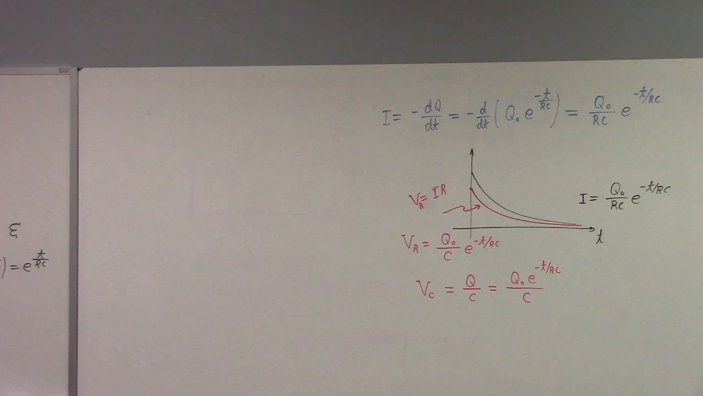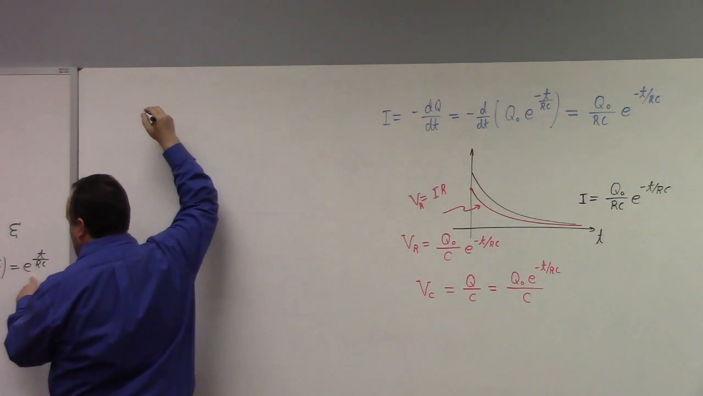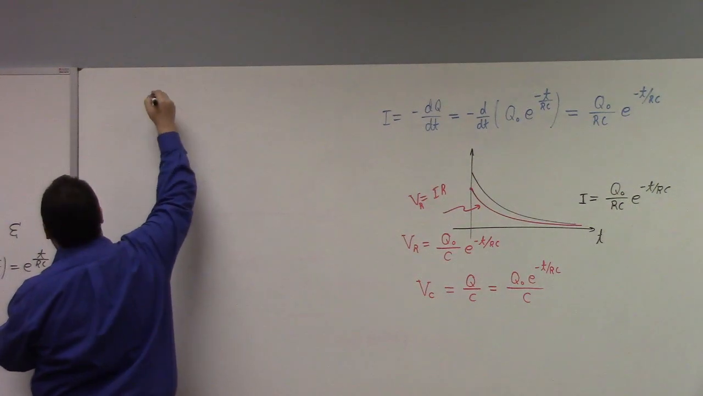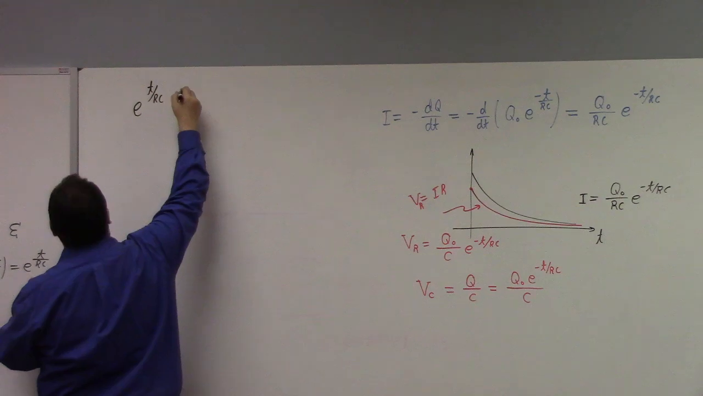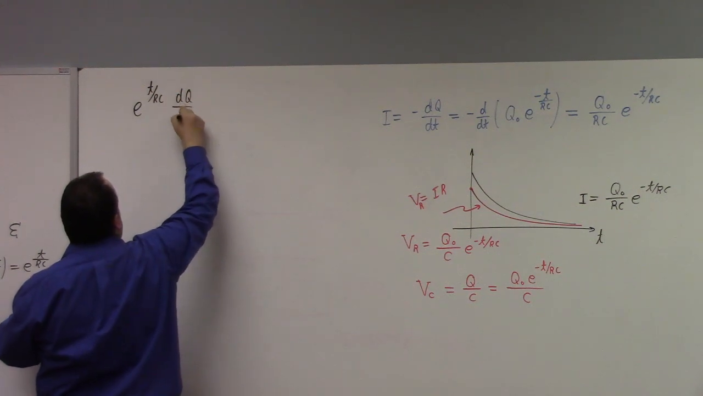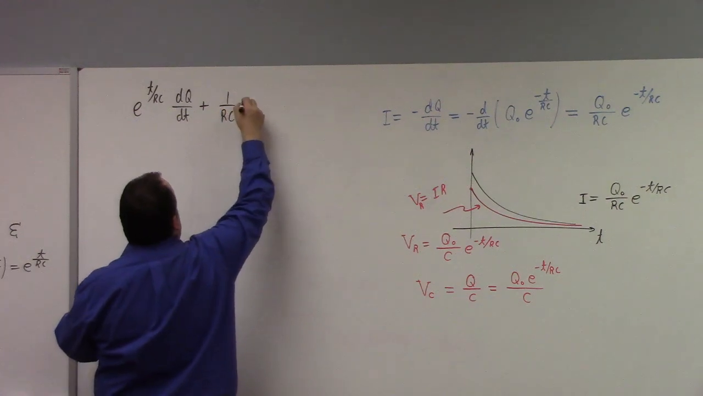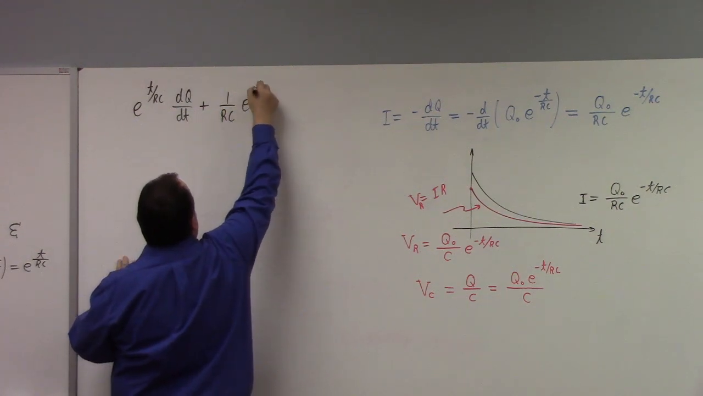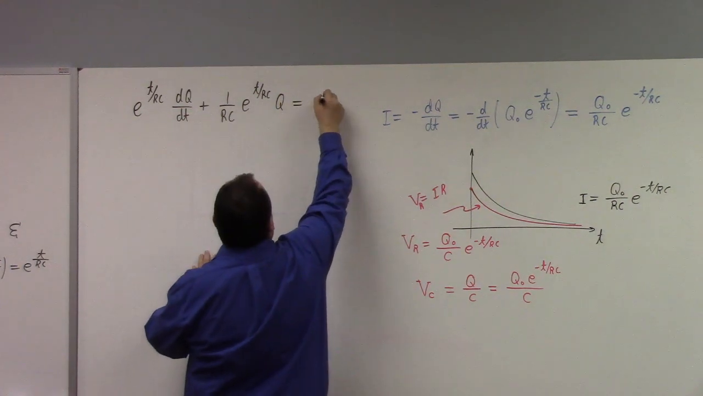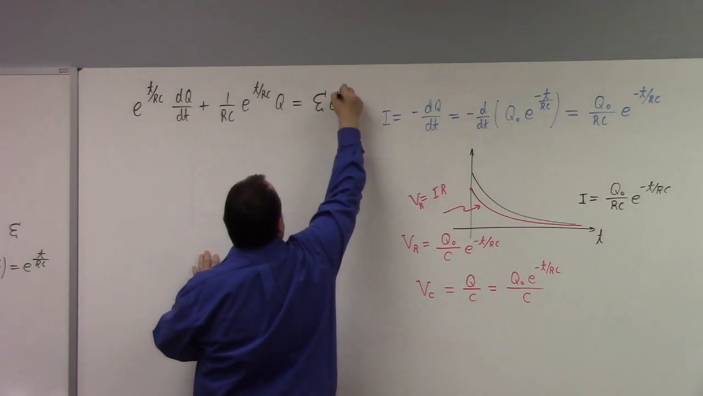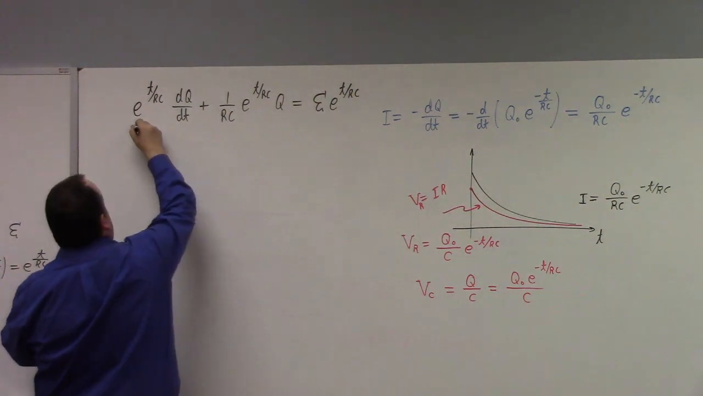All right, so I'm going to multiply the differential equation by e to the t over RC. That's the standard way to solve this. So I have e to the t over RC times dq dt plus 1 over RC e to the t over RC times Q equal to the voltage times e to the t over RC.